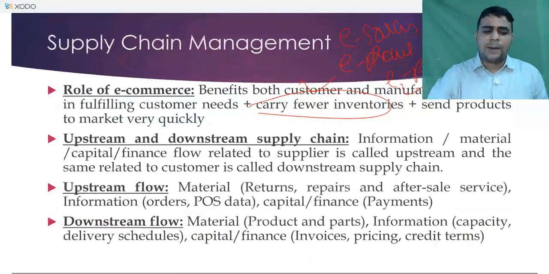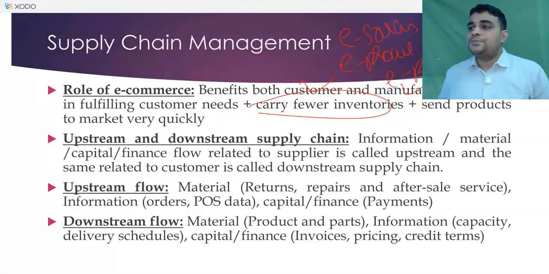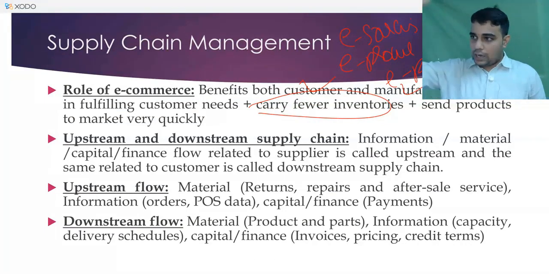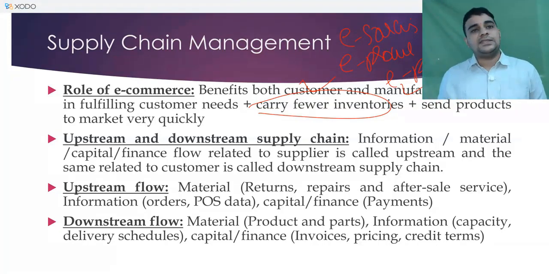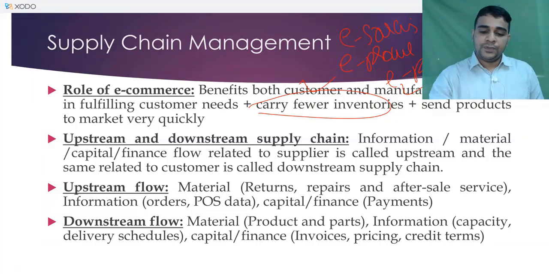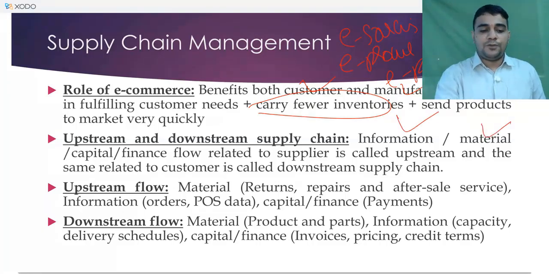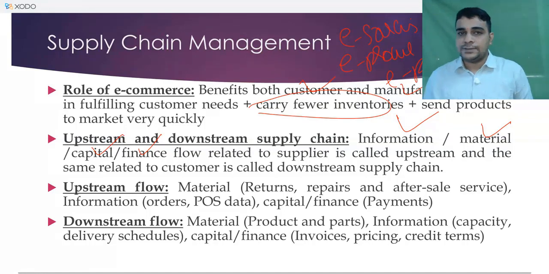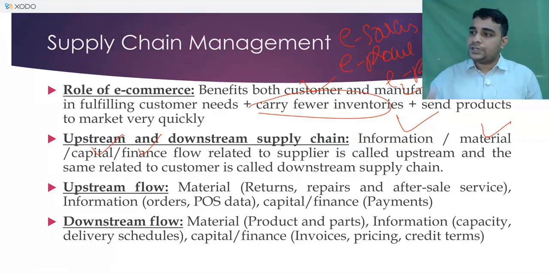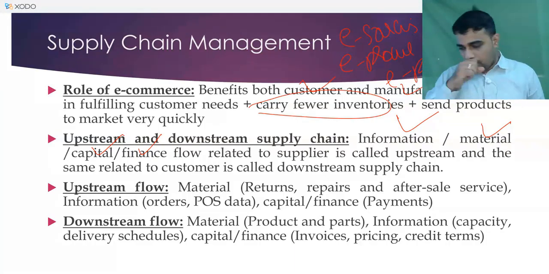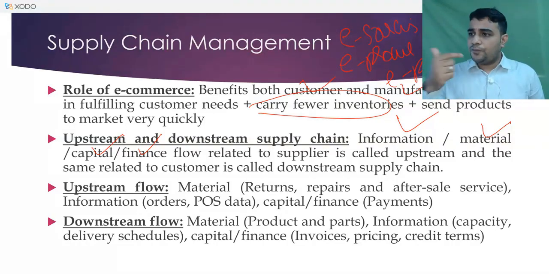As I was talking about upstream and downstream supply chain, the upstream supply chain is someone who is above you, and the downstream supply chain is below you. For both the upstream and the downstream supply chain, there is going to be information flow, material flow, and capital or finance flow. There is some flow of information from the manufacturer to the supplier, and some flow of information from the end customer to the manufacturer. Flow of information, flow of material, flow of capital.